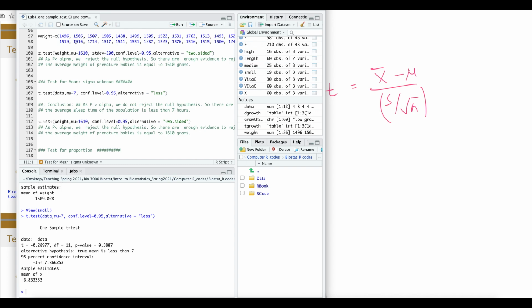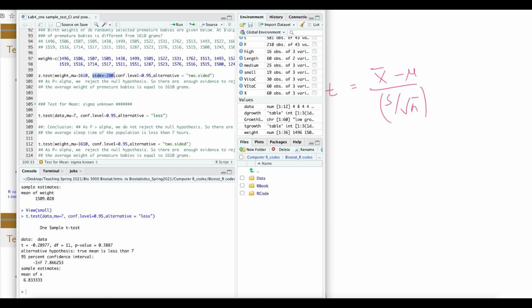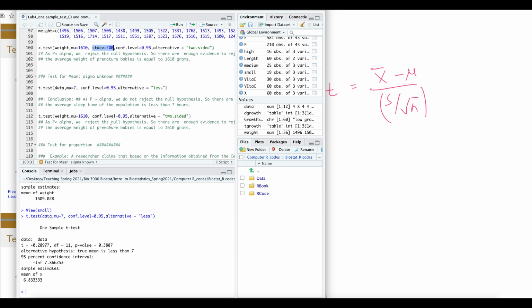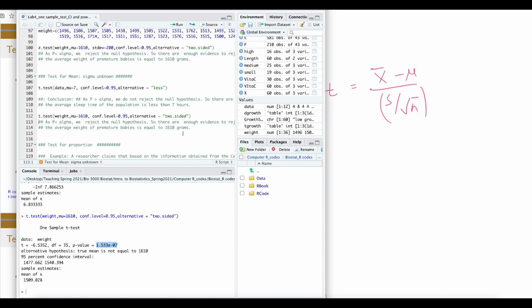Now for this weight problem, t.test weight is the data, comma, mu is 1610. That is the null hypothesis. You don't need the standard deviation. See, what is the difference? You don't need this because we don't know this. The population standard deviation you don't need for the t-test, okay? When the population standard deviation is not given, then you use t.test and just use the same code except the standard deviation. And then when you run this, you get the p-value is very, very small. So you reject the null hypothesis. See, as p is less than alpha, we reject the null hypothesis. So there is enough evidence to reject that the average weight of the premature baby is equal to 1610 grams.